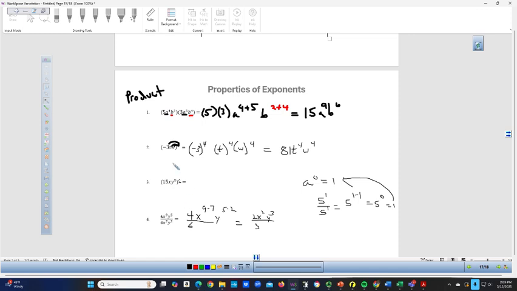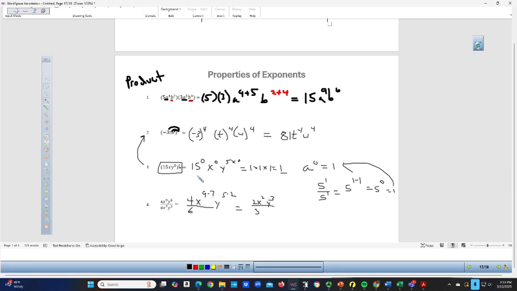So if we do what we did in question 2 to question 3, where we raise everything to that power of 0, we get 15 to the 0, x to the 0, y to the 5 times 0, which is just going to be 0. So this is basically going to be 1 times 1 times 1, which gives us a solution of 1.